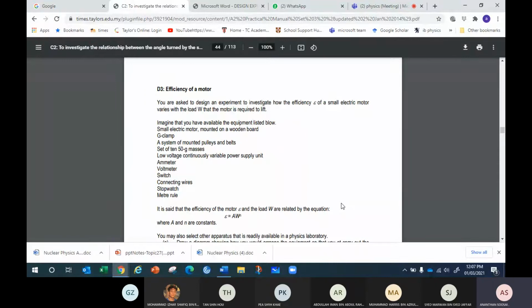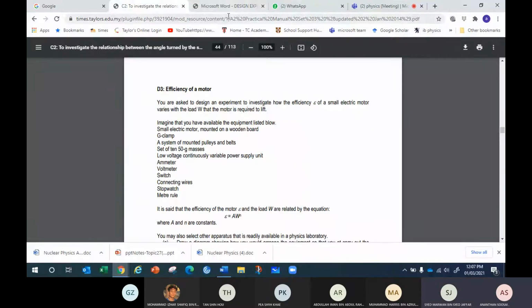Then how are you going to calculate the output power? It is the power used to lift the weight. How can you calculate the output power? You calculate mgh over time, the time taken to lift a certain height.